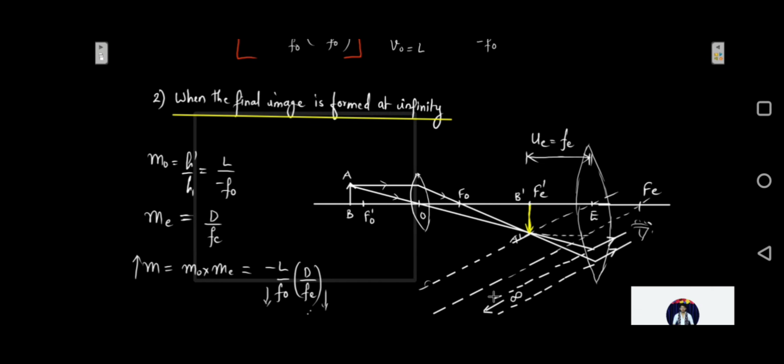Now we need to remember a few points over here, just as a revision. The first point that you have to remember is that in a compound microscope, the objective is a convex lens of short focal length and a small aperture, while the eyepiece is a convex lens of short focal length and a large aperture, larger as compared to the objective.